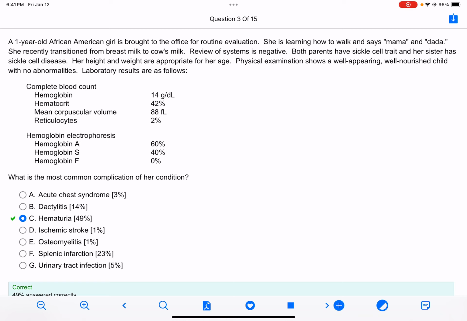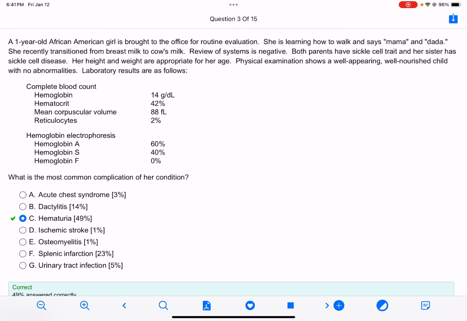Height and weight are appropriate for her age, so she's growing normally. Physical examination shows a well-appearing, well-nourished child with no abnormalities. Hemoglobin 14, hematocrit 42, MCV 88, reticulocytes 2%. Hemoglobin electrophoresis, hemoglobin A is 60% and hemoglobin S is 40%. So A is 60% and S is 40%. This is not hemoglobin SS. This is also hemoglobin AS. She's also a carrier. She also has sickle cell trait.